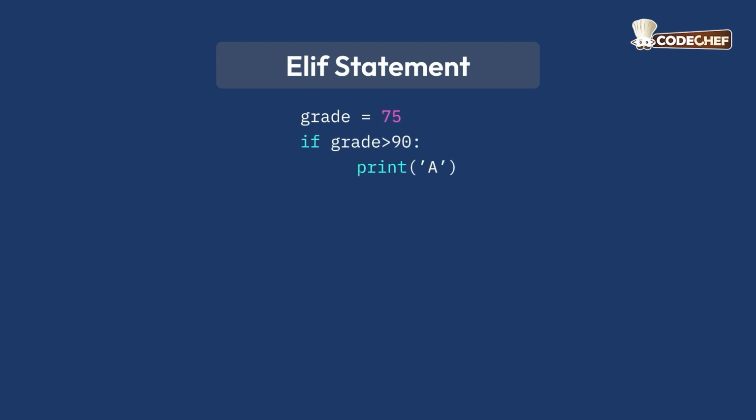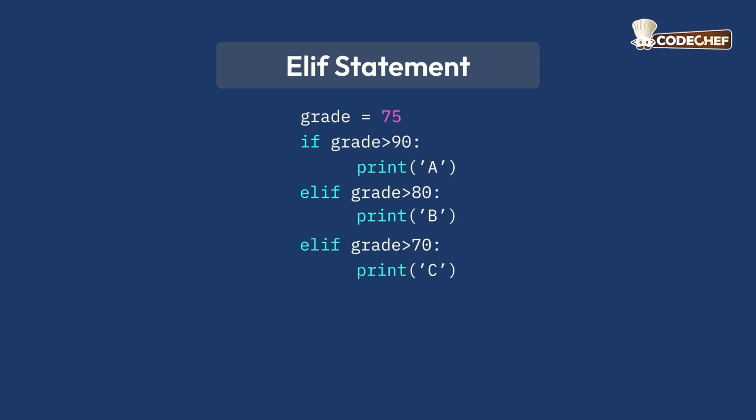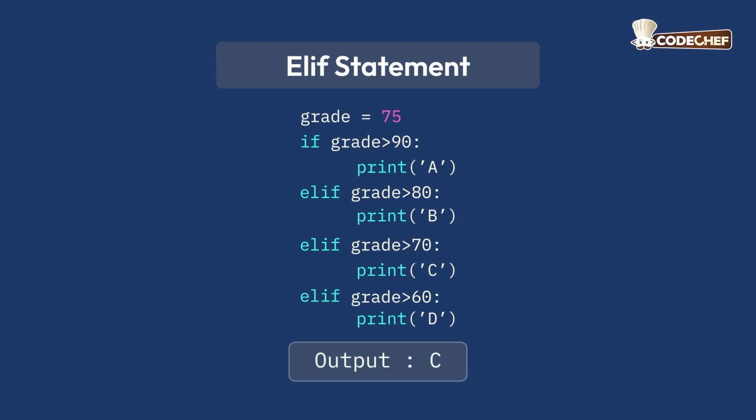So if grade greater than 90, print A. Elif grade greater than 80, print B. Elif grade greater than 70, print C. And this will output C. What Elif basically means is, if the previous conditions were not true, then try this condition.